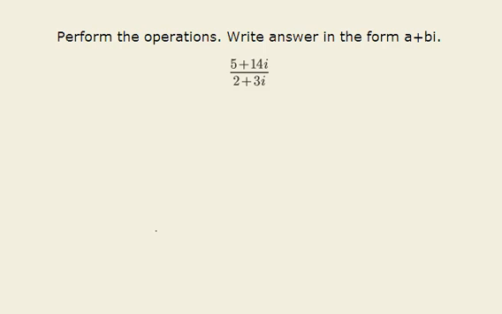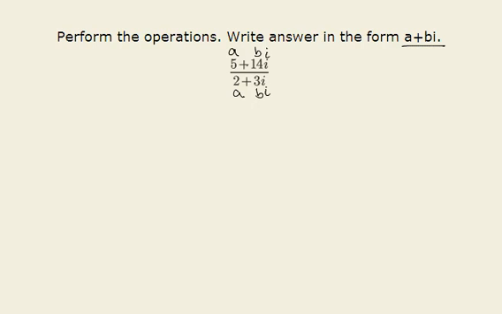Perform the operations. Write the answer in the form a plus bi. So here we have, in the numerator and the denominator, two complex numbers that are both written in this standard form of a plus bi, where the 5 and the 2 are a, the 14 and the 3 are b, and obviously the i's are i's.